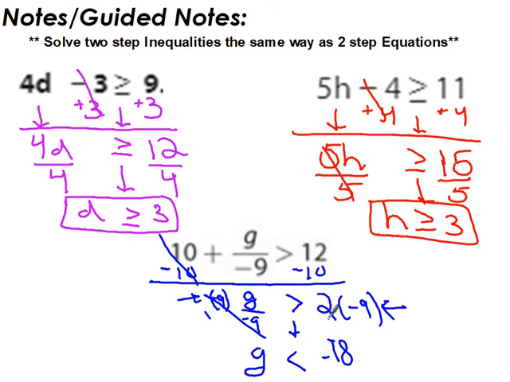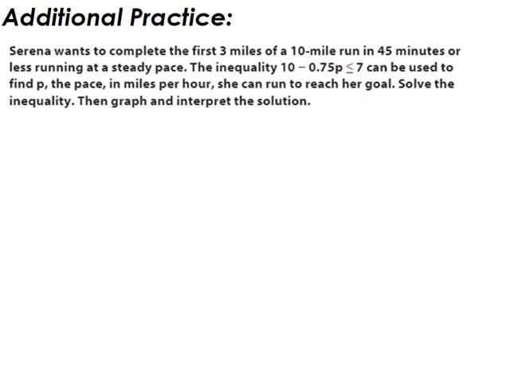Okay, you'll see some word problems. This is a nice one because our inequality is already written for us. Serena wants to complete the first 3 miles of a 10-mile run in 45 minutes or less, running at a steady pace. Here is the inequality that can be used to find the pace in miles per hour she can run to reach her goal. We're going to solve it, and then we're going to graph and interpret the solution.